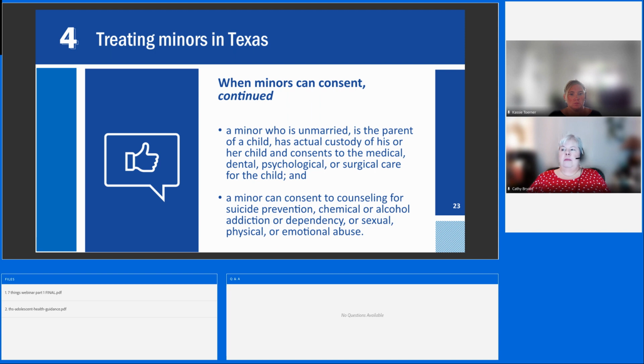A minor who's unmarried but is the parent of a child and has custody of his or her child can consent to medical or dental or psychological or even surgical care of the child. And a minor can consent to counseling for suicide prevention, chemical or alcohol addiction or dependency, or sexual, physical, or emotional abuse.